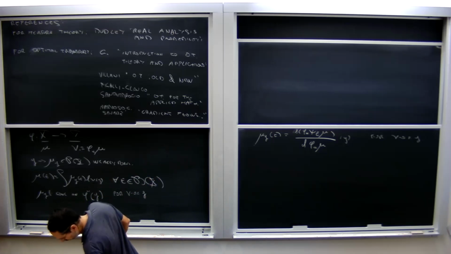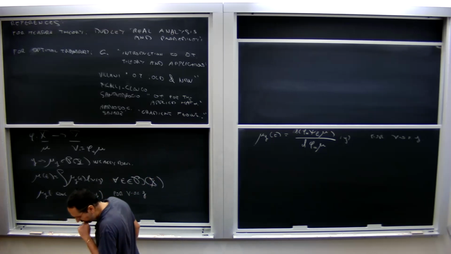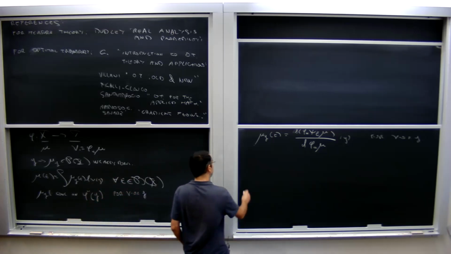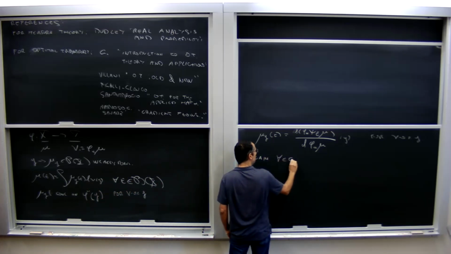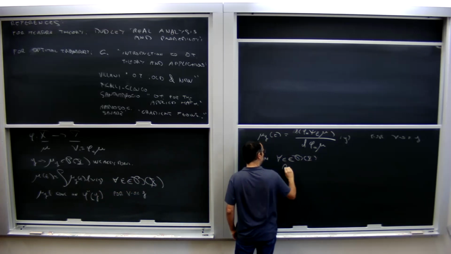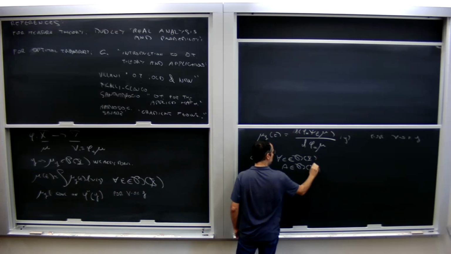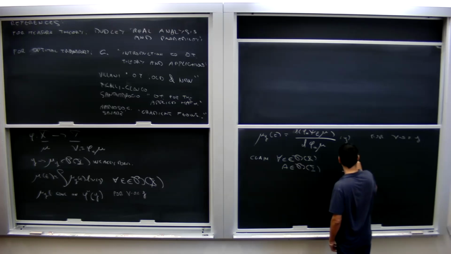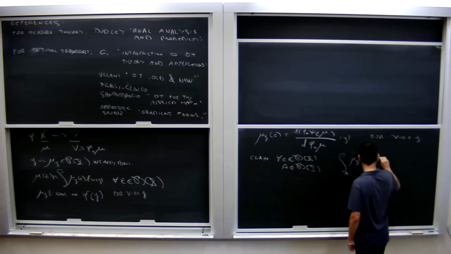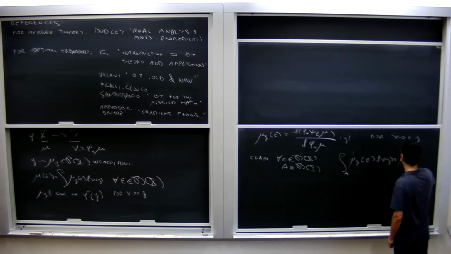So the claim is that for every E Borel in X and A Borel in Y, we have the identity that the integral over A of mu_y of E d nu(y) is equal to mu of E intersection phi^{-1}(A).